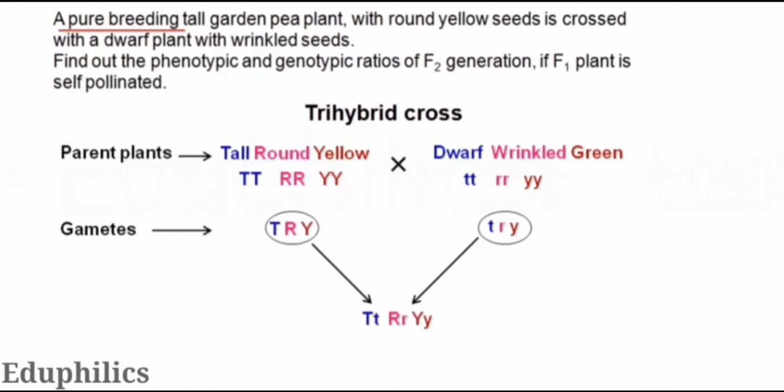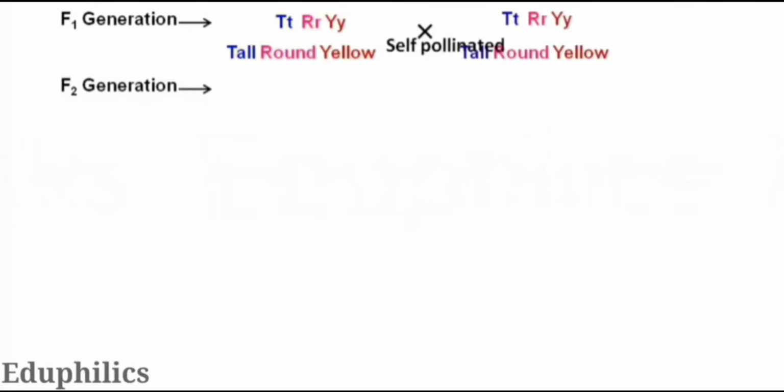The trihybrid offspring formed here is F1 plant of first filial generation. This plant grows into a tall plant with round yellow seeds. To obtain F2 generation, this F1 plant is self-pollinated.